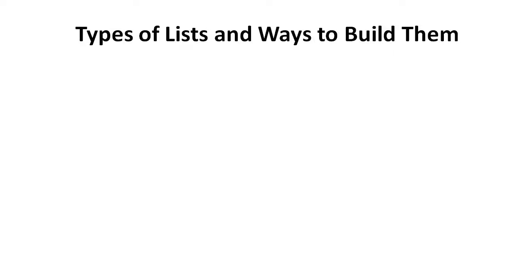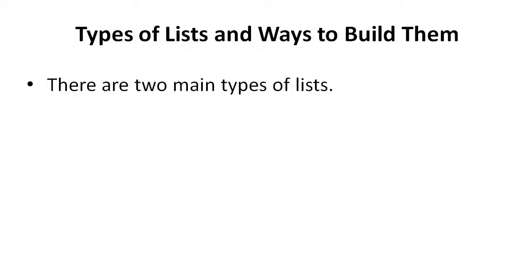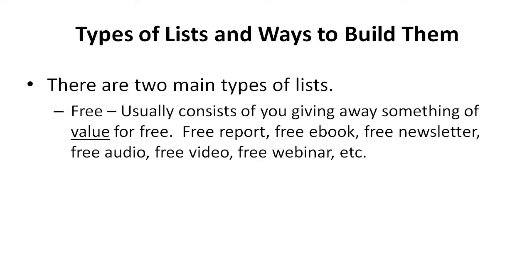Now let me talk about the types of lists and ways to build them. There are two main types of lists. The first list type is a free list. Usually this consists of giving away something of value, something normally that people are willing to pay for, but they're getting it for free. You can give them a free report, free ebook, free newsletter, free audio, free video, free webinar, and so forth. But just think of something of value. It has to be something of value that they would actually want.